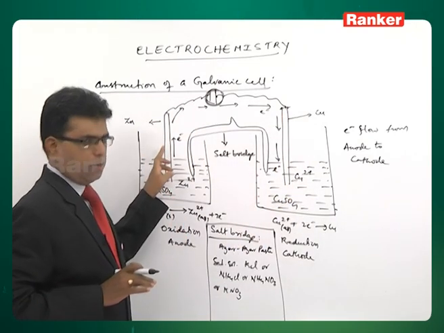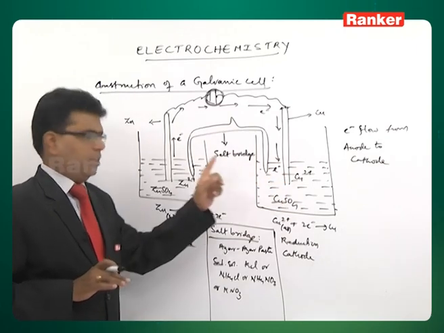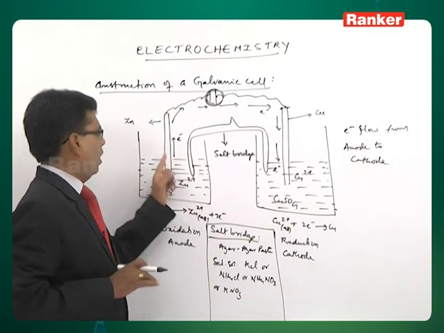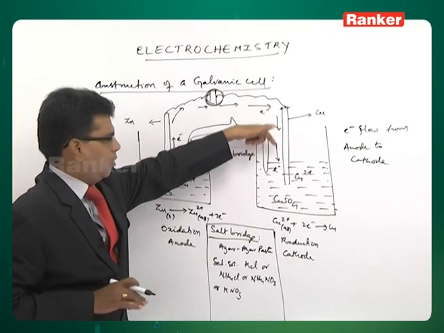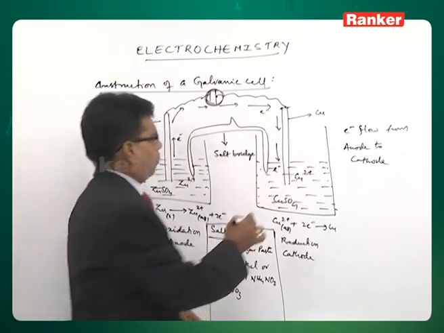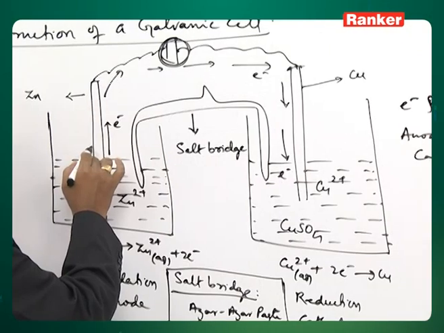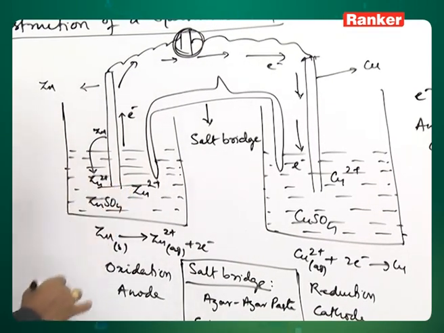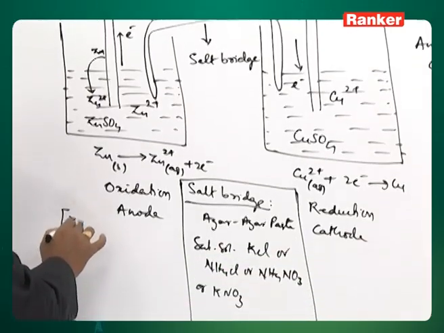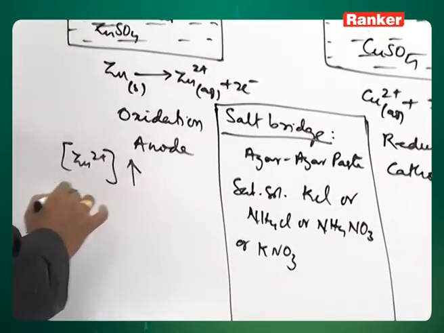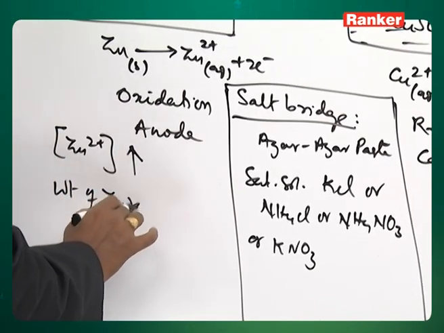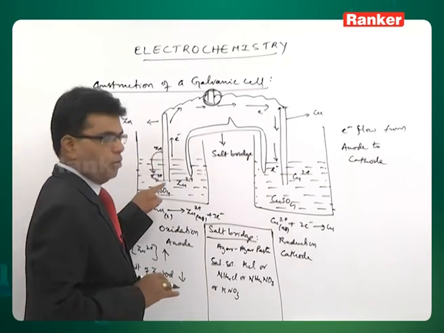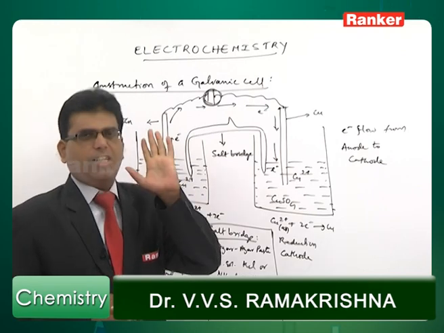Now, zinc being more electropositive than copper, the preferential oxidation will be for zinc. So, zinc undergoes oxidation to Zn2+, and the electrons flow through the external circuit to the half cell of copper sulphate, where the cupric ions are. Zinc from the metal rod goes into the solution. So, the concentration of Zn2+ increases and the weight of the zinc rod decreases, because zinc is getting dissolved into the solution as Zn2+.